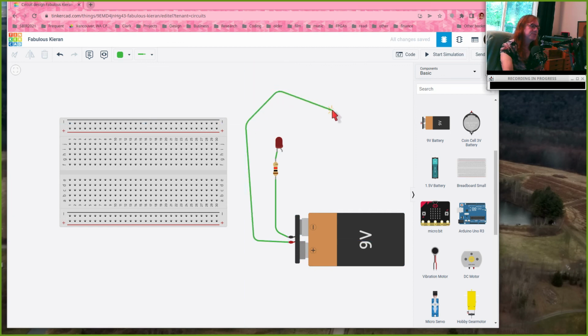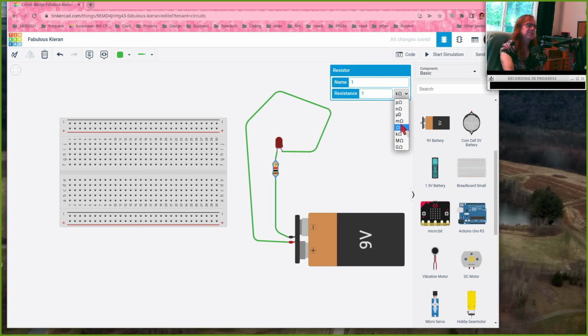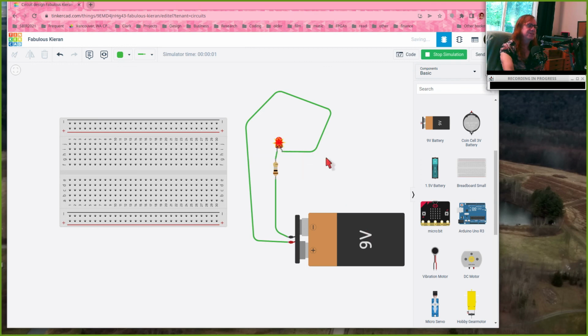I'm not even using my protoboard right now. This might blow up my LED because it's only supposed to take about 5 volts. But I can build a circuit like this and I can say start simulation and hey, my LED turned on. And if I click on this resistor, I can change the resistance. It's 1 kilo ohm. What if I make it 1 ohm instead and I run my simulation? Well, my LED just blew up because I put too much current through it.